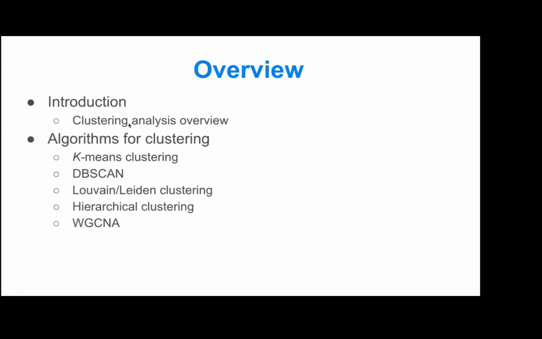So as an overview of today's lecture, we'll go over a few commonly seen algorithms, especially within the biomedical research space. And this includes k-means, DBSCAN, the Leiden clustering, and then hierarchical clustering and weighted gene co-expression network analysis.